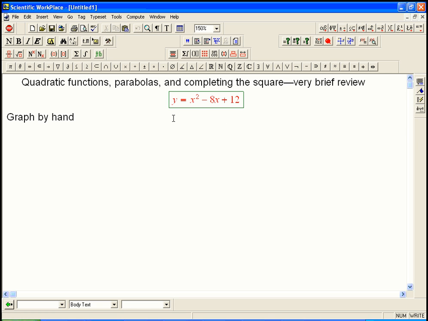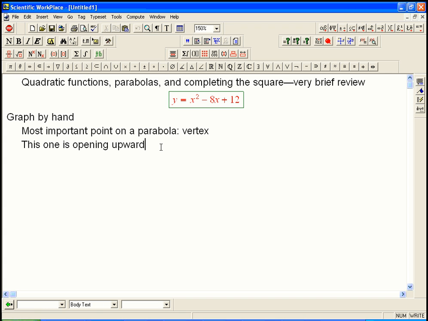And the most important point on a parabola, because that's going to be the graph of this thing, is the vertex. For a parabola that's opening upward, and this one's opening upward because this coefficient here is positive. It's a 1. So the vertex is also the minimum value we'd ever get out of this function. And that's obviously an interesting thing about that.